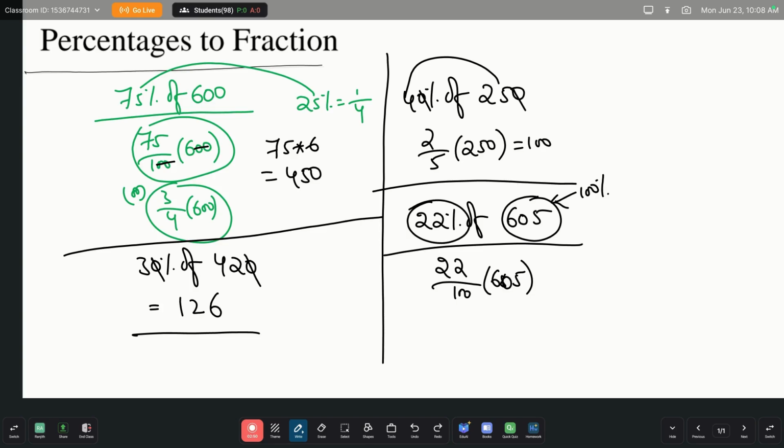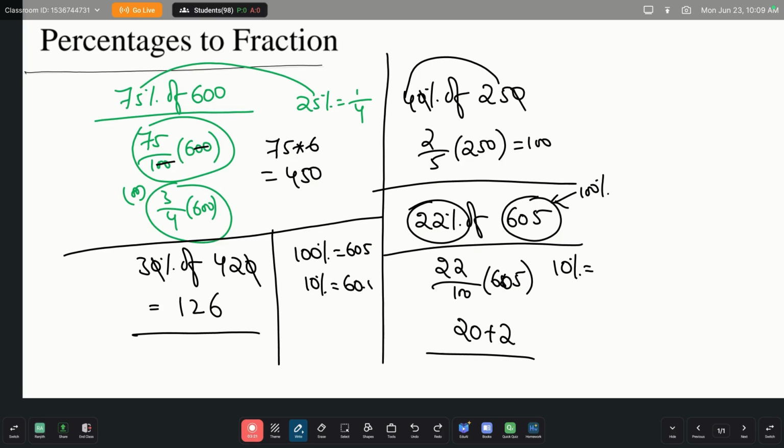We need to take 22 percentage. It's nothing but 20 plus 2. So first we need to find out 10 percentage. What is the 10% of 605? So total 100 percentage is equal to 605. What is the 10 percentage? It is nothing but 605 divided by 10, which is equal to 10% of 605. So that will be equal to 60.5. 60.5 will be equal to 10 percentage.